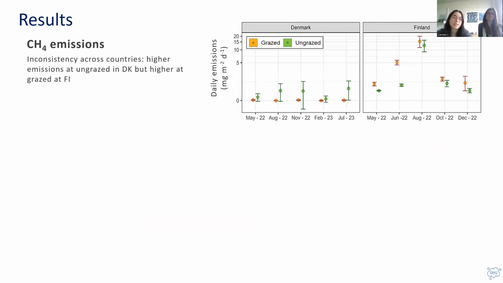About methane emissions, we only measured these emissions in Denmark and Finland, and we could see opposite patterns. We saw higher methane emissions at the ungrazed area of the salt marsh in Denmark, but these emissions were higher at the grazed area in Finland. And with these values from 5 campaigns, we tried to estimate the annual flux.